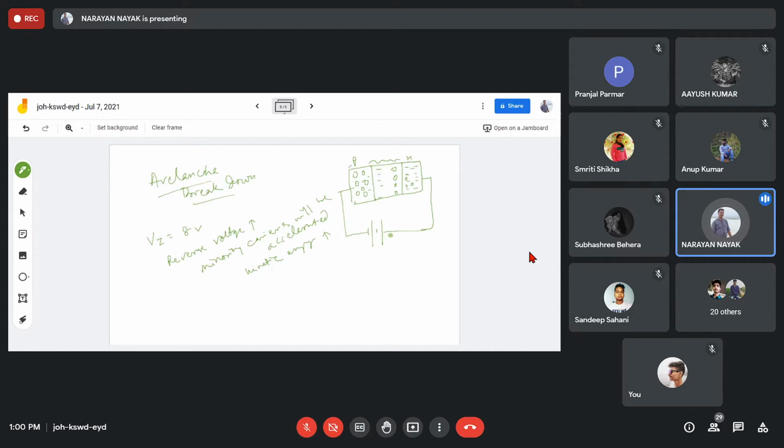So what will happen if the reverse voltage is increased? The minority carriers will be accelerated. What are the minority carriers? These are the minority carriers at the depletion region. This is a minority carrier, and this is a minority carrier. So these minority carriers will be accelerated. Then what will happen? The kinetic energy will be produced.